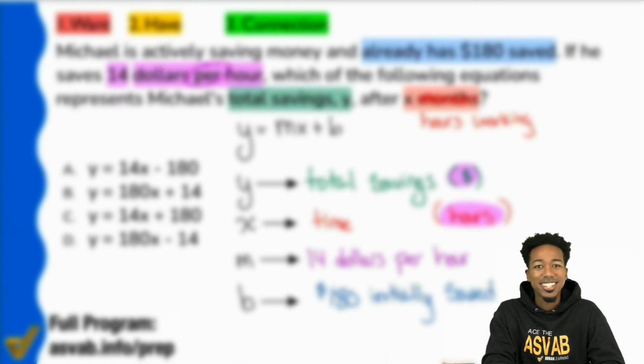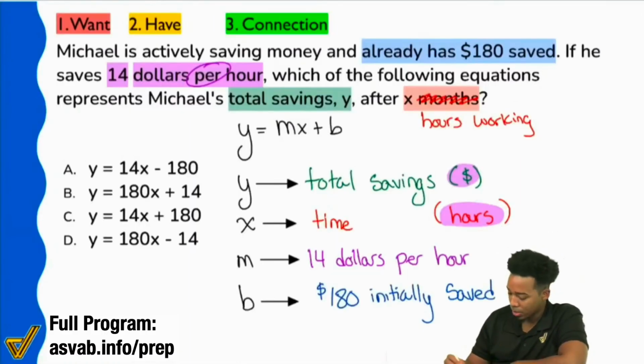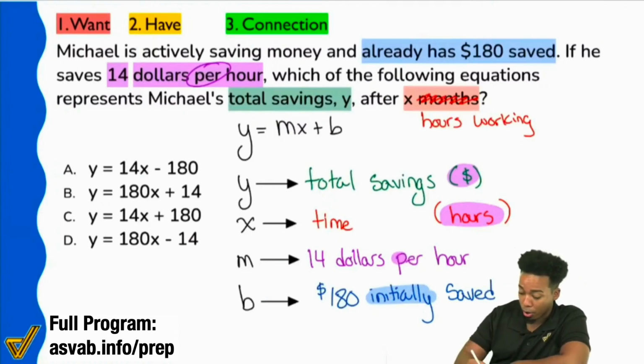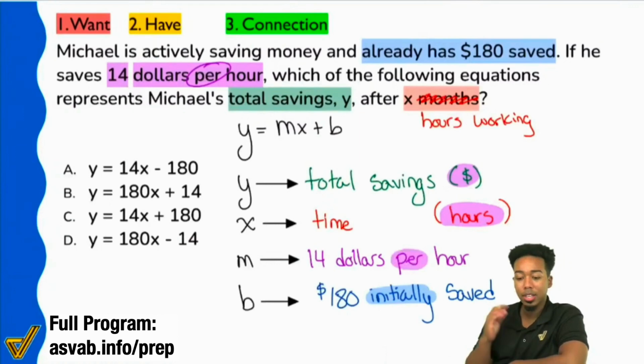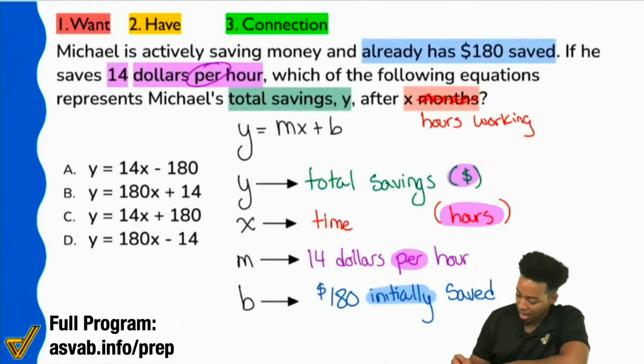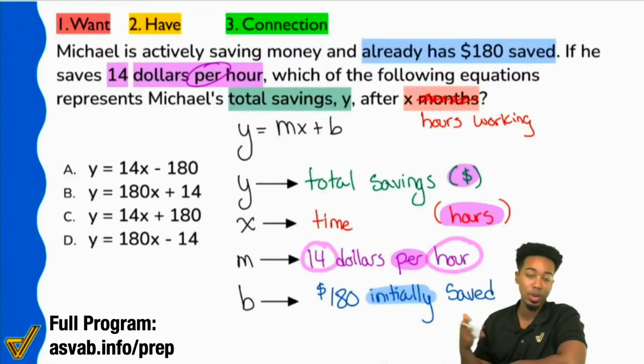Let's get started. Yeah, and again, that's the key word there. Initially, for the rate, the word per. For M, the slope, the rate, the per gives it away. When you see the word per, you're multiplying. So essentially, you're multiplying this value for every hour you have. So you're multiplying the rate times time, or M times X.